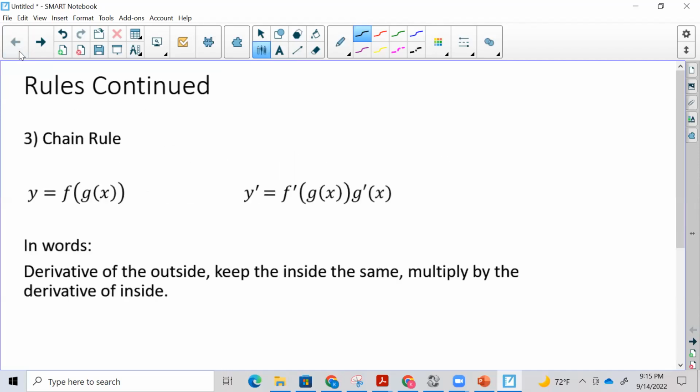So when we take the derivative, we use this rule. We find the derivative by doing f prime, which is the outside function, and then we keep the inside, g of x, the same, and then we multiply that by g prime of x. So in words, it's the derivative of the outside, keep the inside the same, and then multiply by the derivative of the inside.